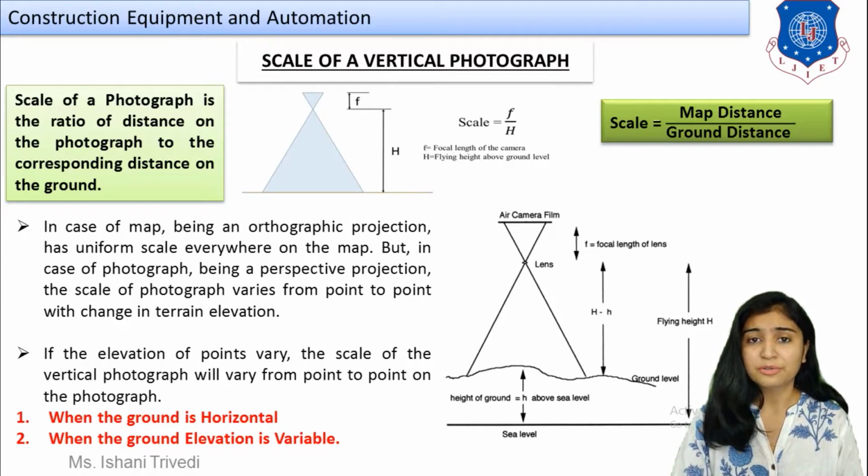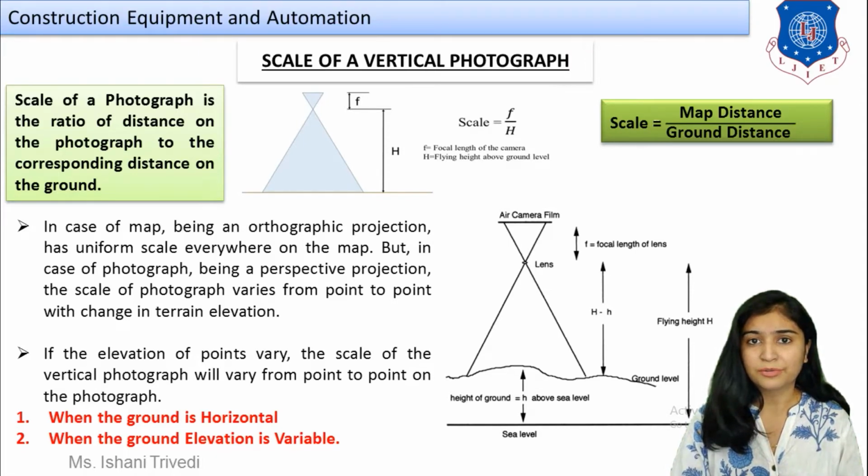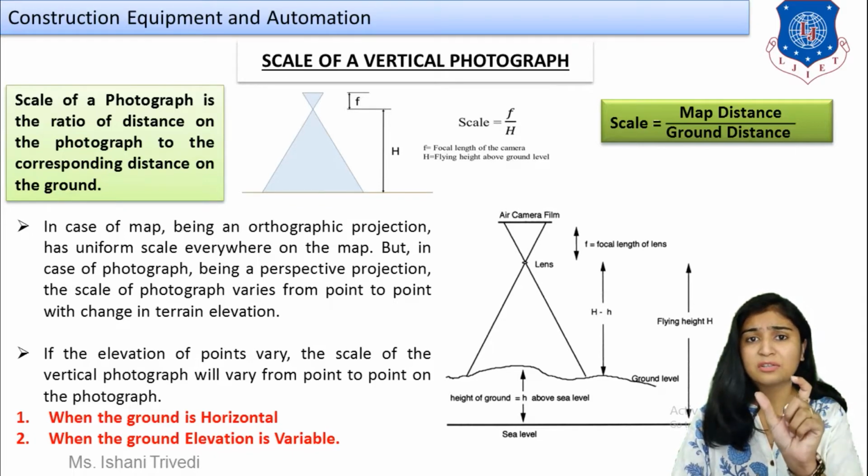Now we already know students what a vertical photograph is. It is taken when the optical axis, meaning the camera axis, is properly vertical, and we are taking the photo in such a manner that the photo will be parallel to the ground plane. Right? This is how the vertical photograph is taken. But now we know that the area is quite large, the area is very big.